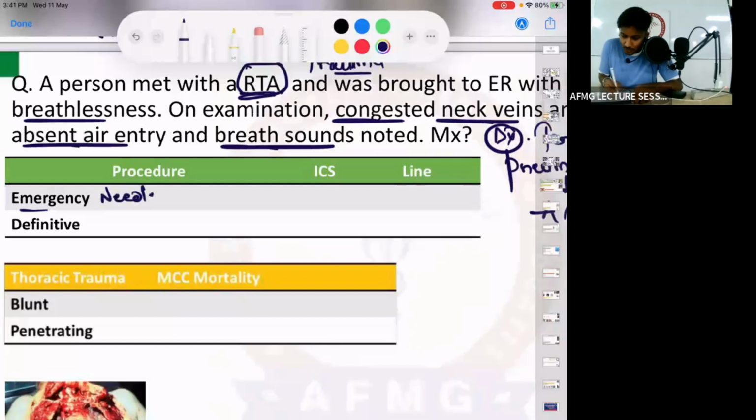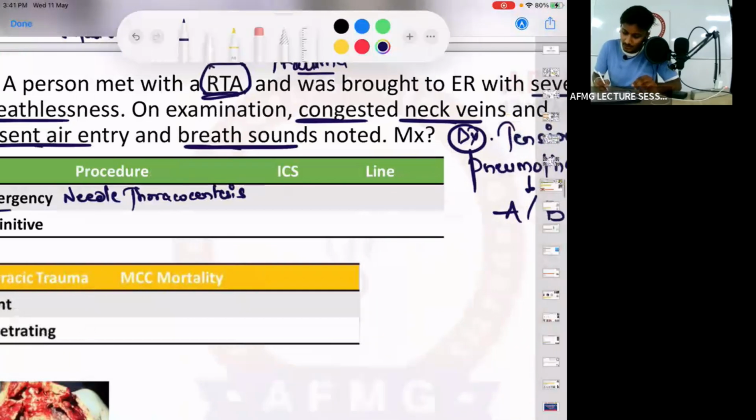Needle thoracocentesis. What is the procedure called as? Needle thoraco. So the emergency procedure for tension pneumothorax is? Wide bore needle is inserted in which space?